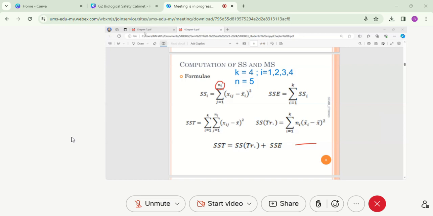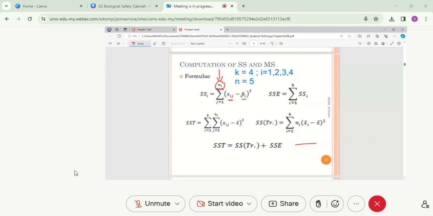Now, for the SSE, this is where you find the deviation of each of the observations from the mean of the group. So if you can see here, j equal to 1 until ni. I use ni because the number of patients for one type of painkiller might be different. So it depends on ni. Maybe n1 is equal to 5 people, maybe n2 is 10 people, something like that. So I use ni.